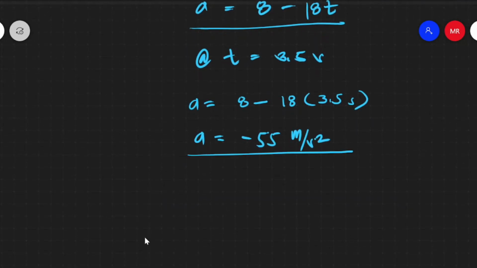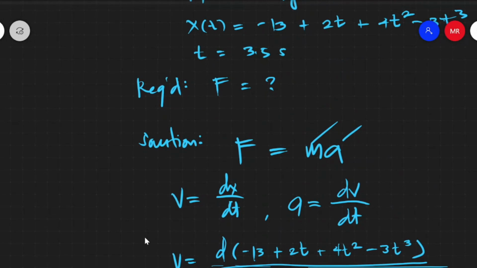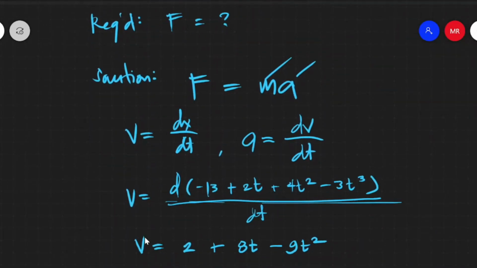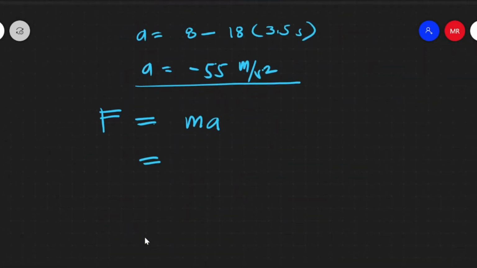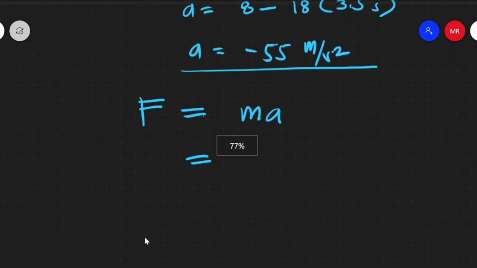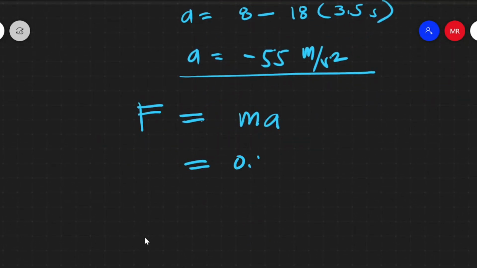We can easily substitute it in the force equation. Force is equal to mass times acceleration. The mass is already given. The mass of the particle according to the givens is 0.180 kilogram, times our acceleration, negative 55 meters per second squared.